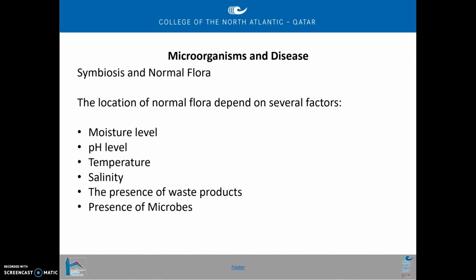And some of these conditions are going to be things such as the moisture level, the pH level, the temperature, salinity, the presence or absence of waste products, as well as the presence of other microbes, the commensals, like we talked about on an earlier slide. These things are all going to play a role in where and how many, or the diversity of, bacteria we can find living in a given area.